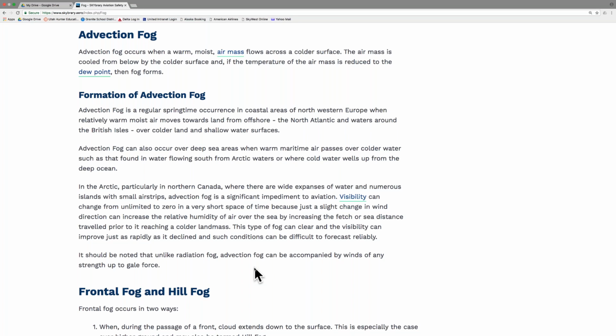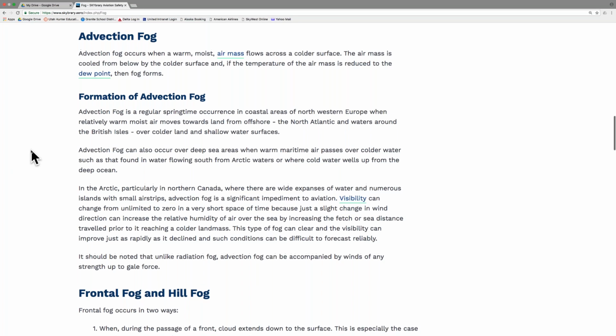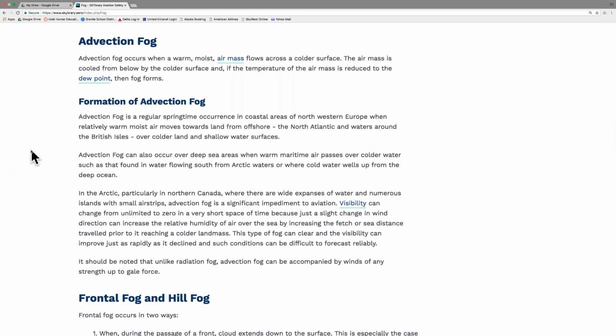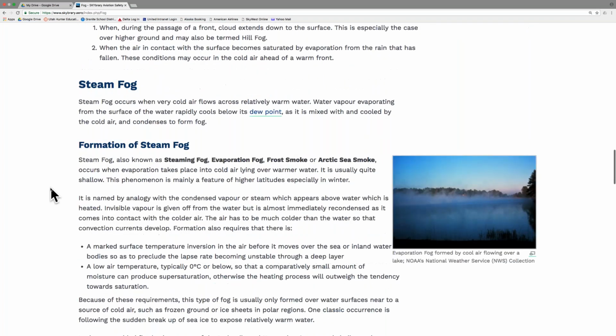So when we see advection fog, it's more of that circulating air. It's formed similar to radiation fog, but what's happening is the air is moving rapidly across that cool surface, and it's cooling that moisture in the air rapidly. That's the big difference between advection fog and radiation fog.